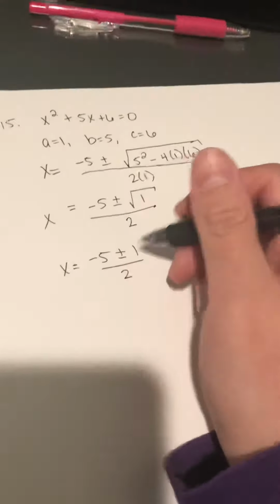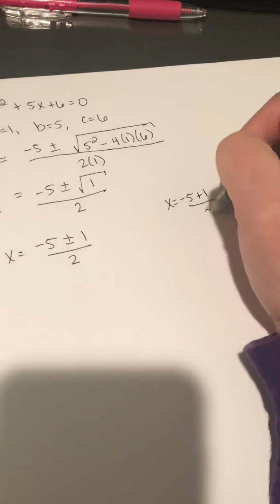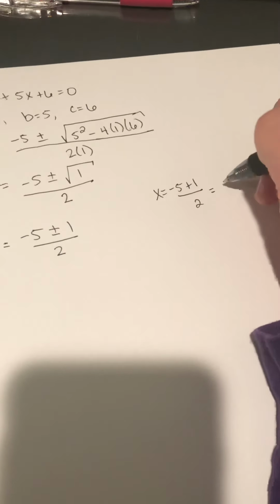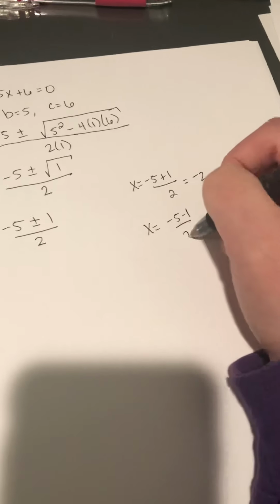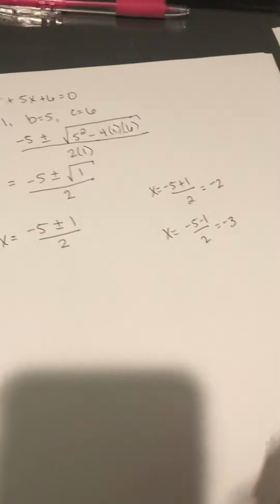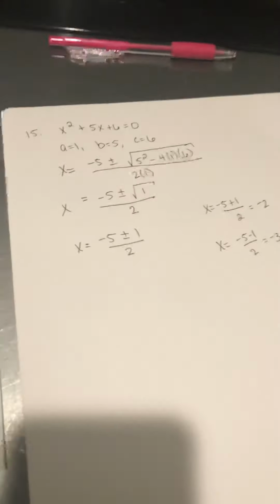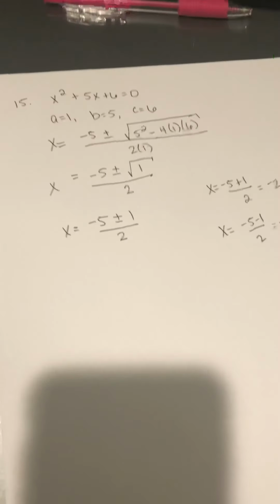So you still have two solutions. We have x is either negative 5 plus 1 divided by 2, which is negative 4 divided by 2, which is negative 2, or negative 5 minus 1, which is negative 6 divided by 2, which is negative 3. So there are my two answers using the quadratic formula. So the quadratic formula is also relatively fast.